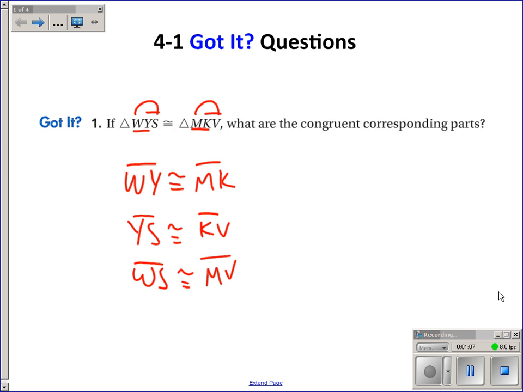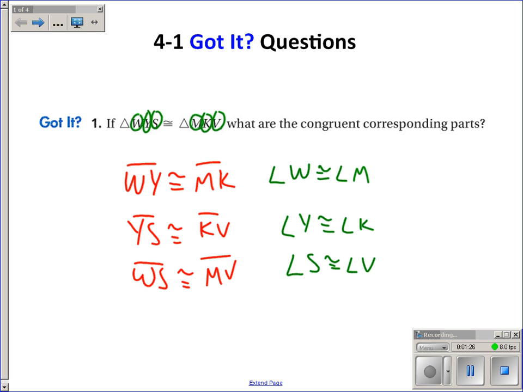Okay, now concerning angles, I know that angle W is congruent to angle M, and angle Y is congruent to angle K, and angle S is congruent to angle V. Okay, and those are the congruent corresponding parts. Now, if you have these in a different order, that's fine as well. But you should identify the corresponding segments and the corresponding angles and say that they are congruent to each other.